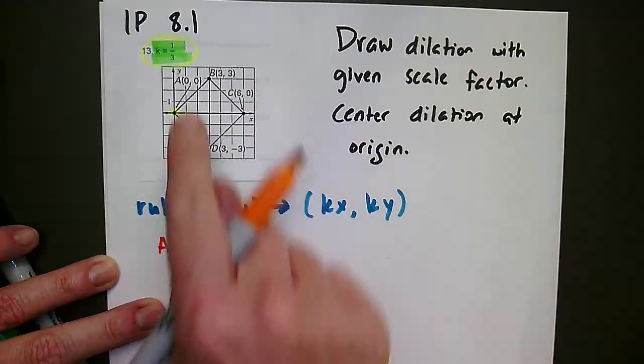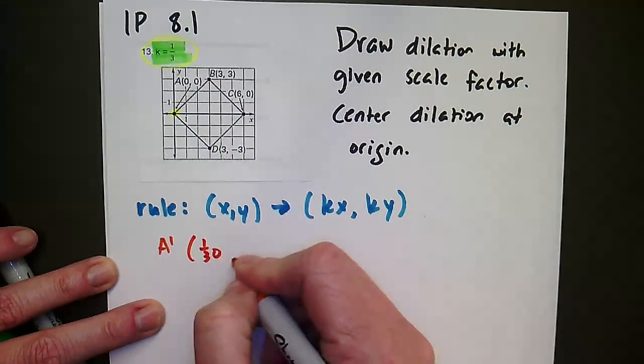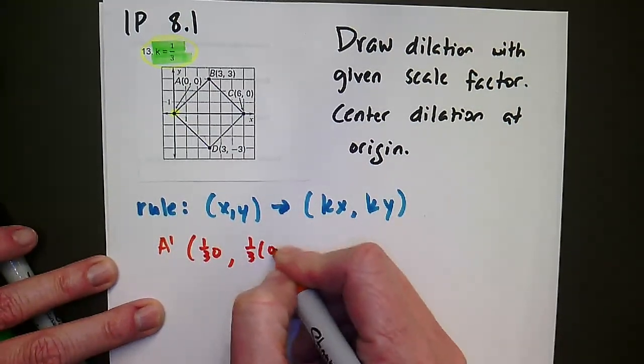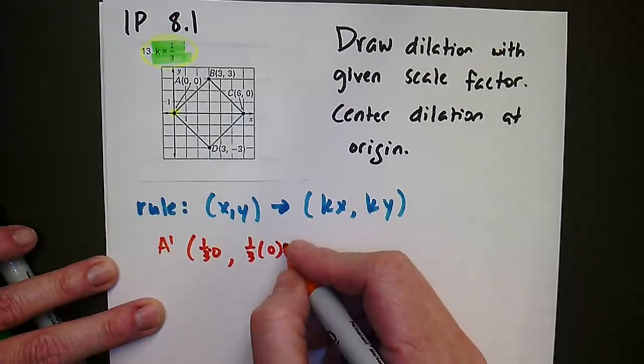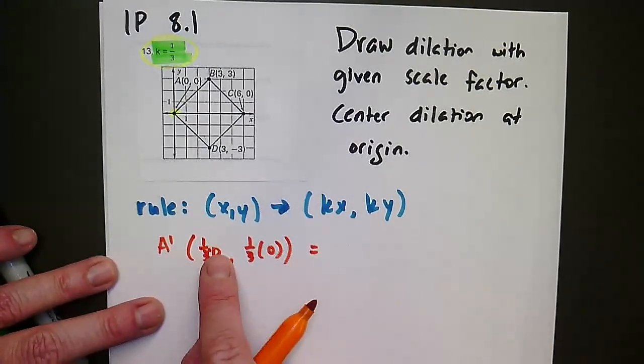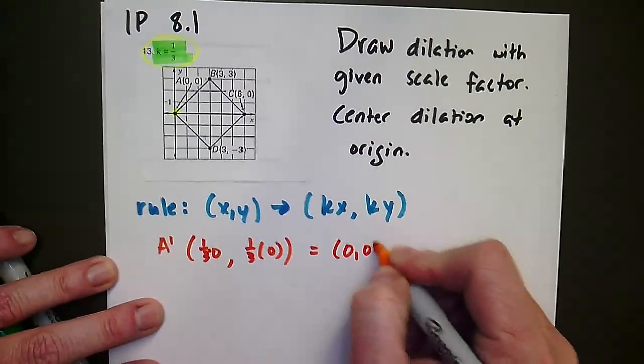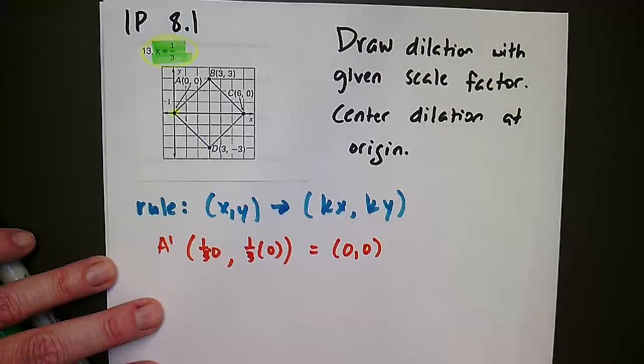So A prime, this is going to be 1/3 of 0, and then 1/3, again, of 0. 1/3 times 0, 1/3 times 0. This one I think is pretty straightforward because any fraction of 0, anything times 0, is just going to be 0. So A prime is going to stay at 0, 0 at the origin.